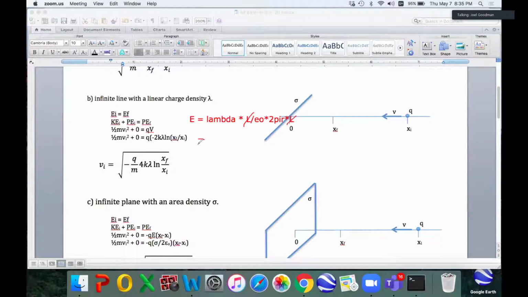Actually, maybe I should write it like this. Lambda over epsilon naught, and then we got the 2 pi r. So it is 1 over r. If you take the integral of this, this is r to the minus 1, and that's where you get the natural log from. And then, of course, you got to plug in your limits. Does any of that sound familiar to people? The negative sign allows us to say that if I'm going against the field, my voltage will increase.